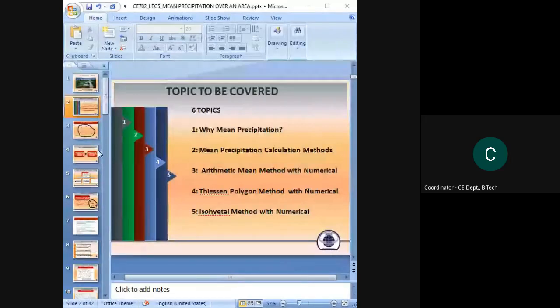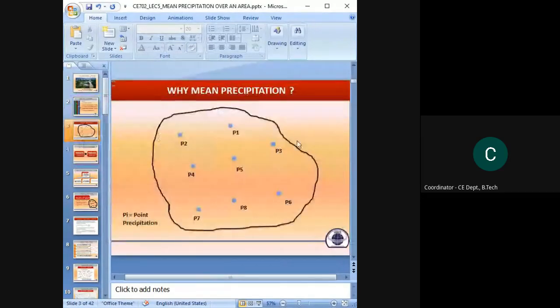Now see, this is a catchment area and these are the different rain gauge stations. We have collected the rainfall data from each rain gauge station. The rainfall data obtained from each of these stations is known as point precipitation, not the overall area. It doesn't represent the entire area's precipitation.